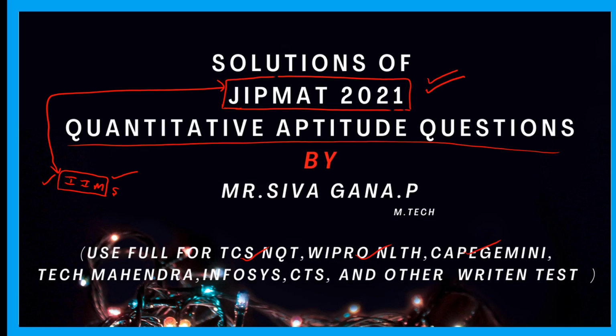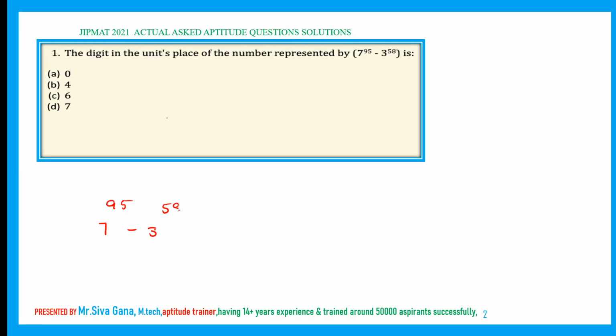The units place digit of this number. The number is 7 power 95 minus 3 power 58. As it is a paper explanation, only solutions are provided. For the complete information about each and every topic, you can contact me.